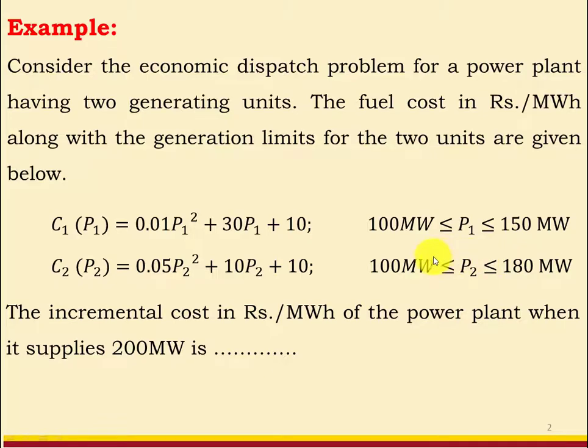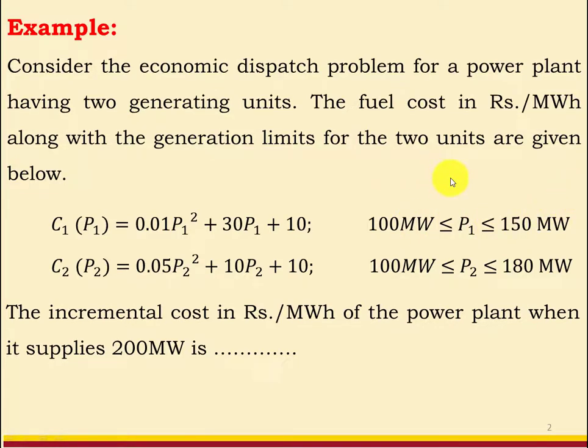So we have to solve the problem. We have to determine the values of P1 and P2, and check whether the values we have obtained by solving the equations fall within these limits. If they are violating a limit, then we have to adjust the generation to either the minimum limit or the maximum limit, depending on whether the generation is less than the minimum or more than the maximum, respectively.